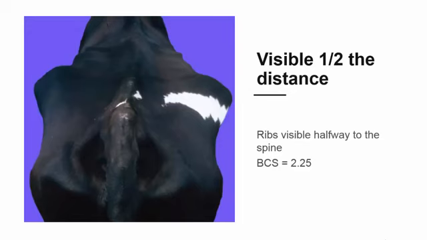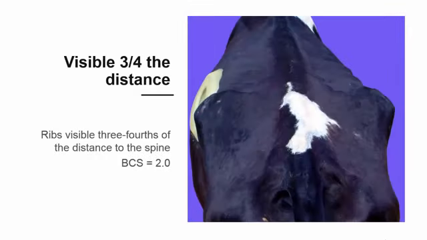If the ridges of the short ribs can be seen about half the distance to the spine, the cow's score is 2.25. If the ridges can be seen about 3/4 of the distance to the spine, the cow will score 2.0.